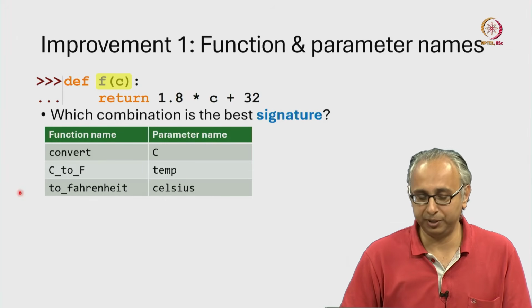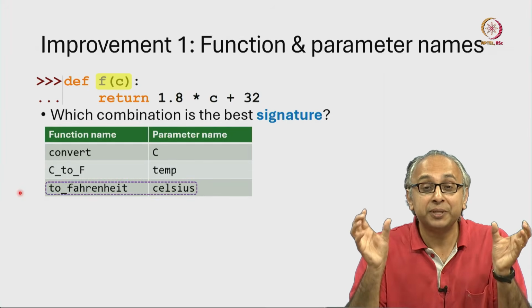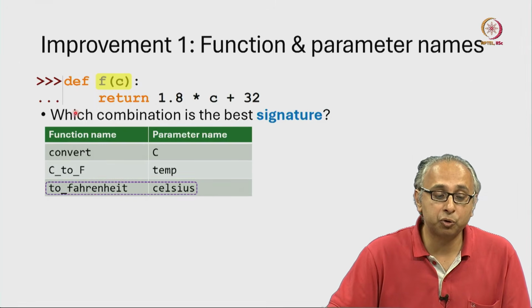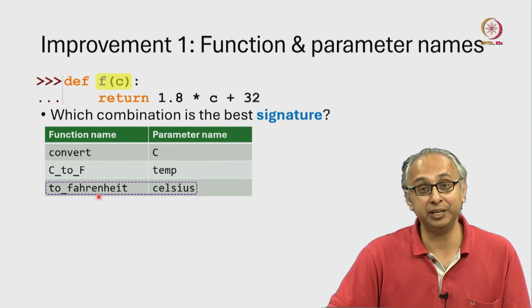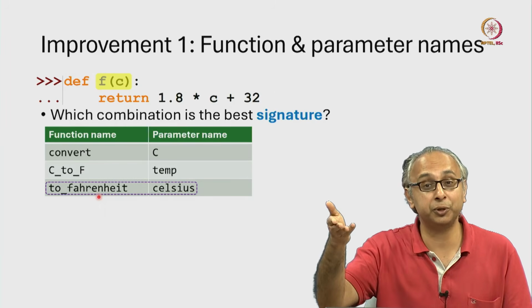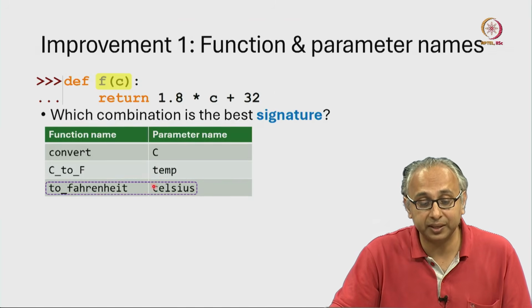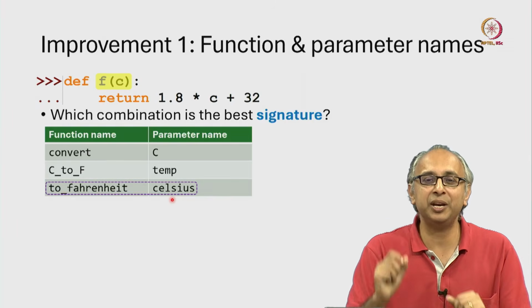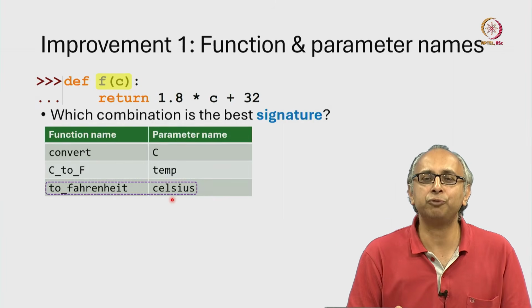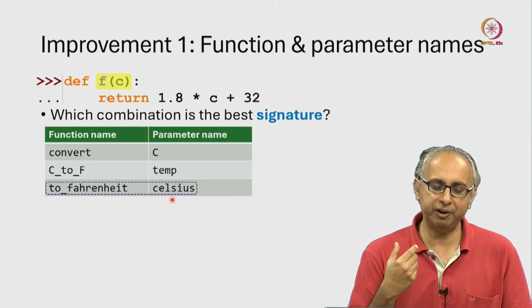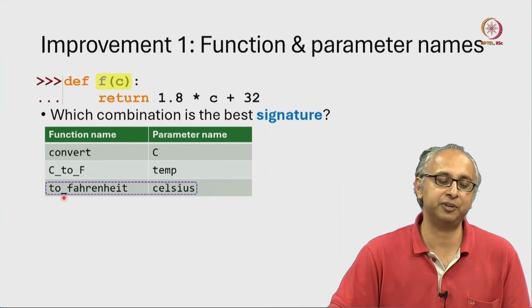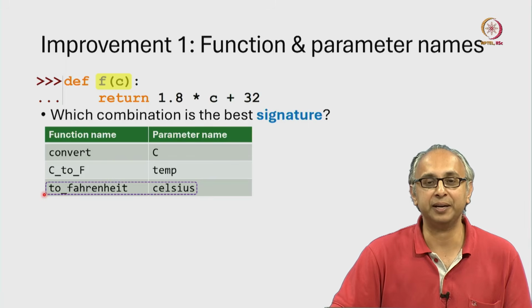This last combination of choices is good, particularly when we use them together. Here we are suggesting that we should call our function to Fahrenheit, so it makes it very clear what is being produced, and then the data that is being given to this function is Celsius. So in combination, this will lead to a good function signature. It would be very obvious to somebody that this will take Celsius and convert that to Fahrenheit.